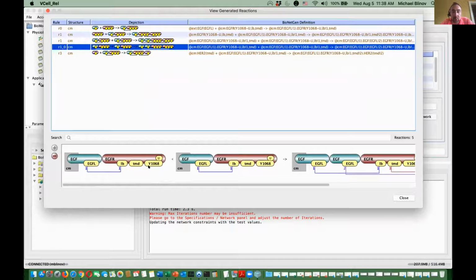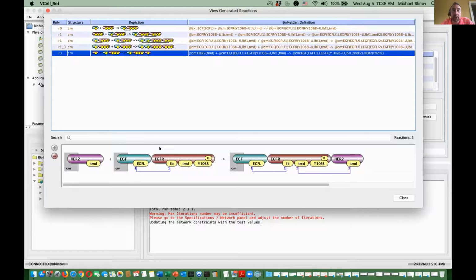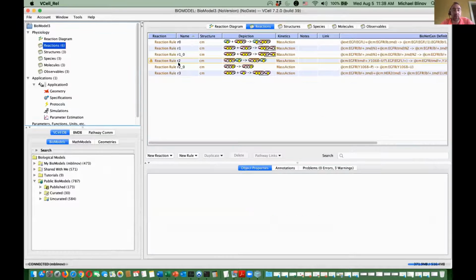EGF and EGFR. This is R1 and R10. So we'll see it. And R3. And R3 is recruitment of HER2. So what's R10?